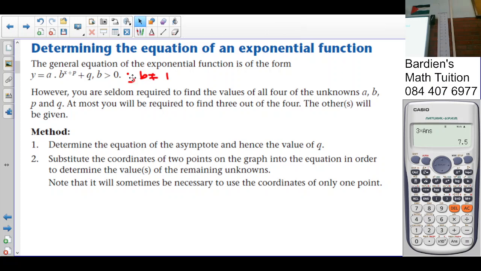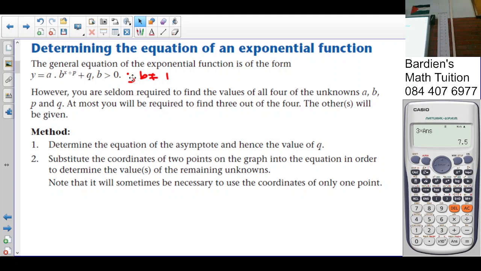However, you are seldom required to find the values of all four of the unknowns, a, b, p and q. So very seldom will they ask you to work out all four. At most, you will be required to find 3 out of the 4 variables. The others will be given.